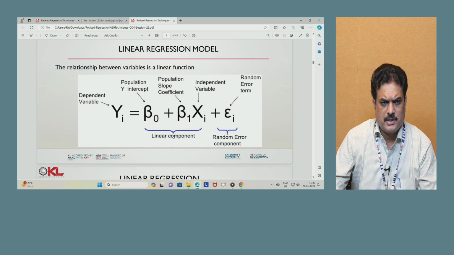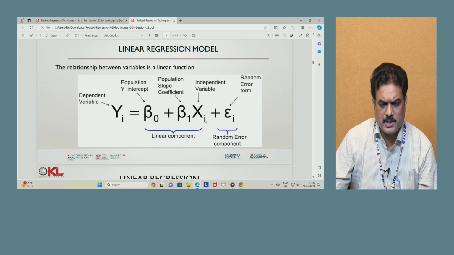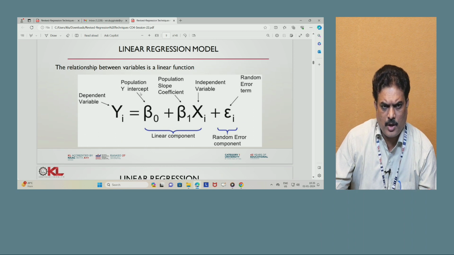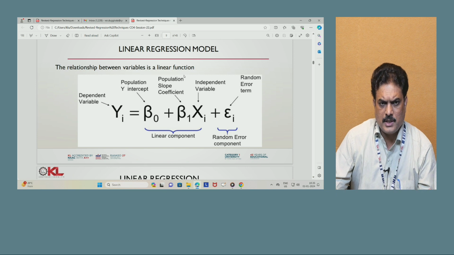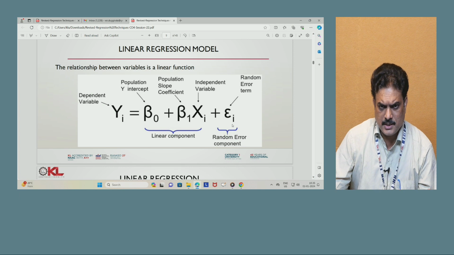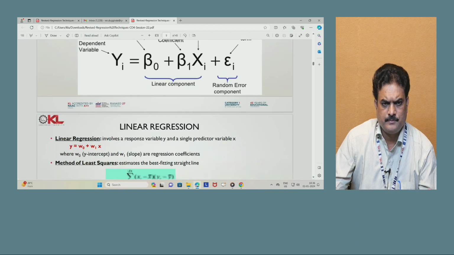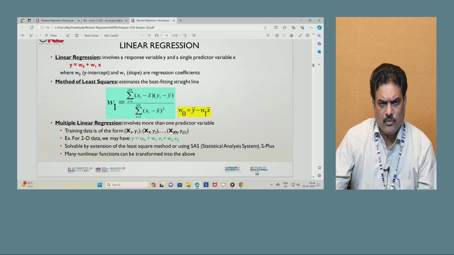Linear regression model: the relationship between variables is a linear function. So yi is equal to beta naught plus beta 1 xi plus epsilon i. Here yi is the dependent variable, beta naught is the population y-intercept, beta 1 is the population slope coefficient, xi is the independent variable, and epsilon i is the random error term. Beta naught plus beta 1 xi is the linear component, and epsilon i is the random error component.